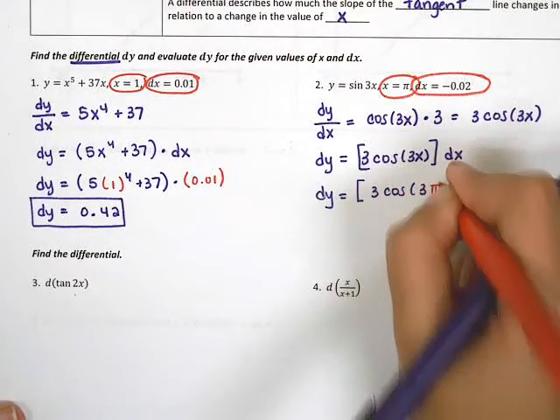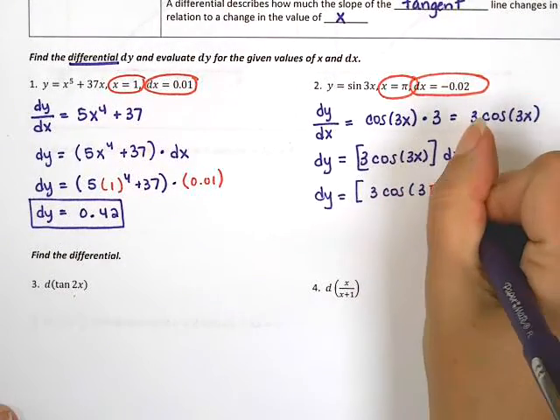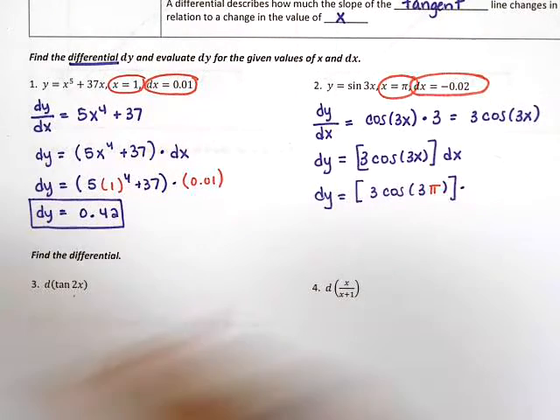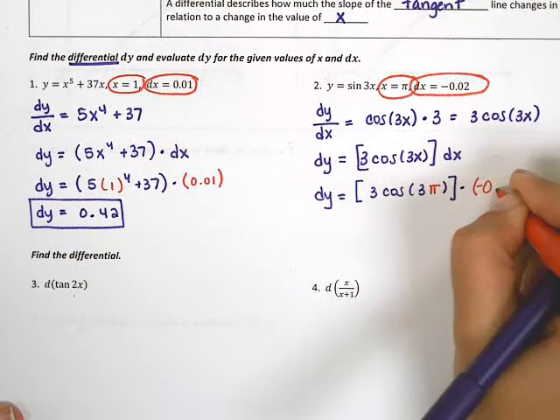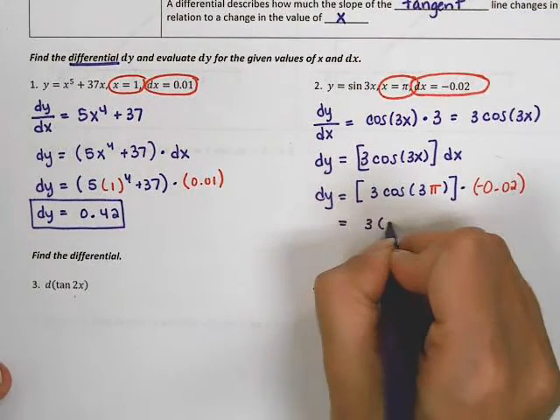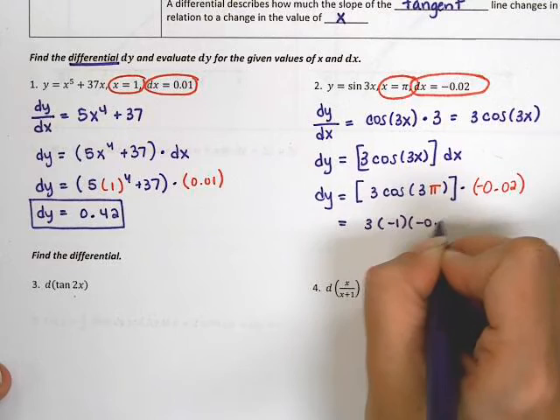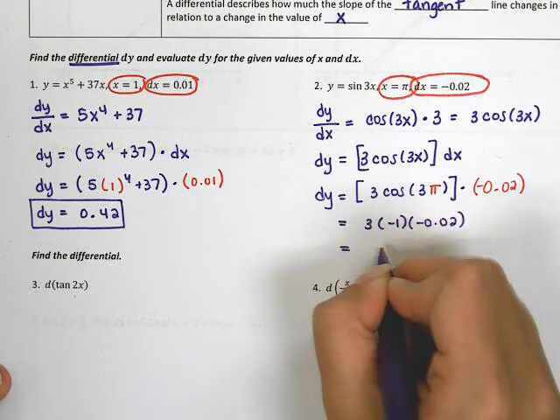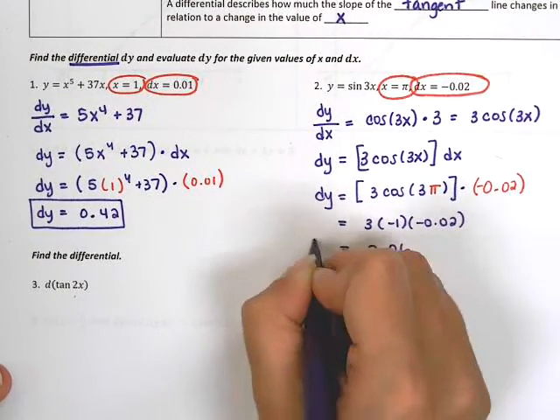So if I plug those in, let's see here, cosine of 3 pi. The x value goes 1 pi, 2 pi, 3 pi, so the cosine would be negative 1. Two negatives make a positive, so 0.06.